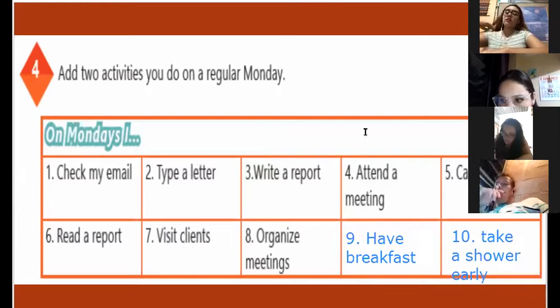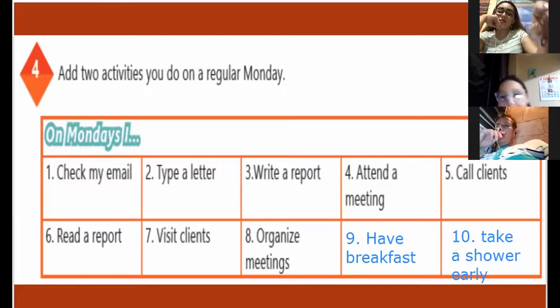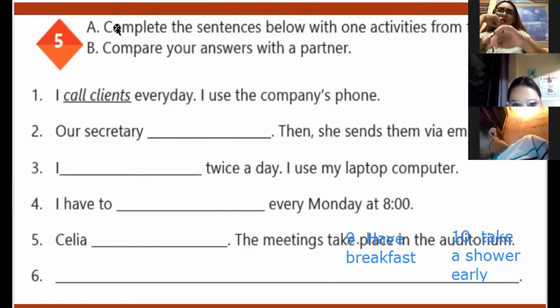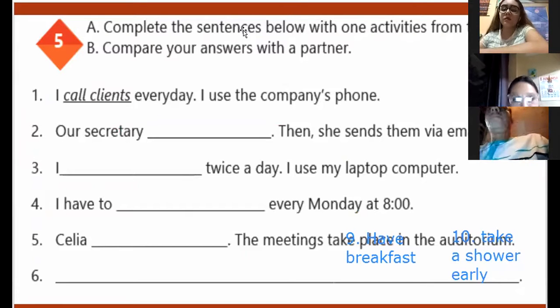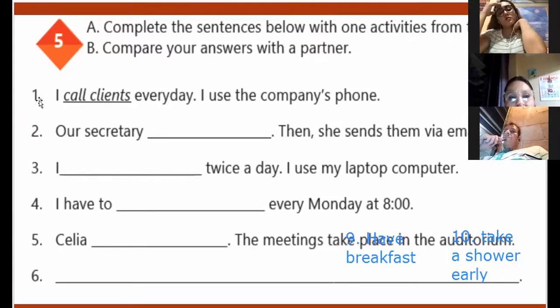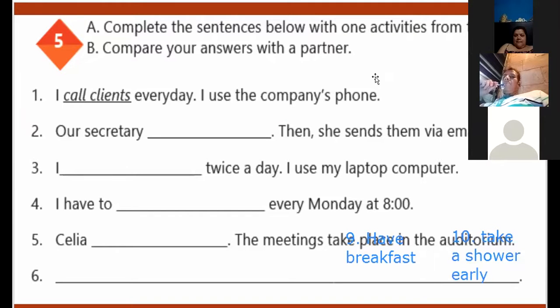Okay. Now let's go to the next activity. We want to finish this activity because this is just a review from yesterday, okay? That's it. What do we have to do here? Complete the sentences with one activity from the box that we filled up, okay? So let's read the example. Wendy, please, can you read this example? I call clients every day. I use the company phone. Excellent.